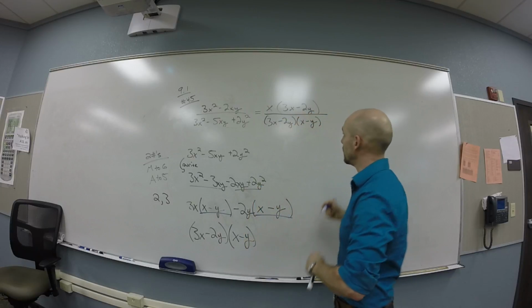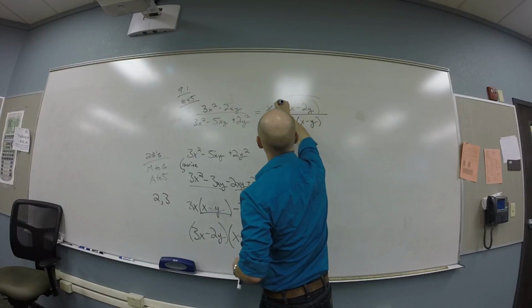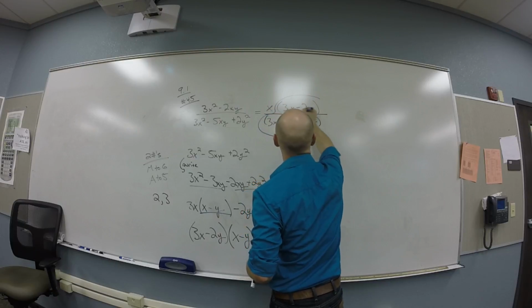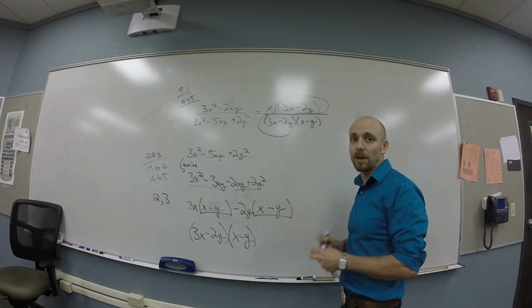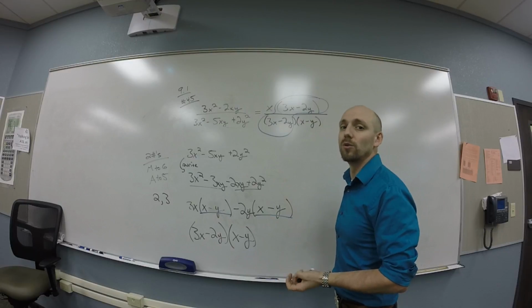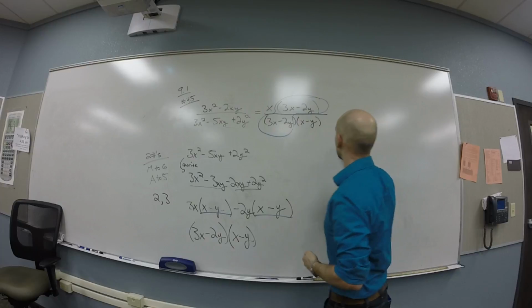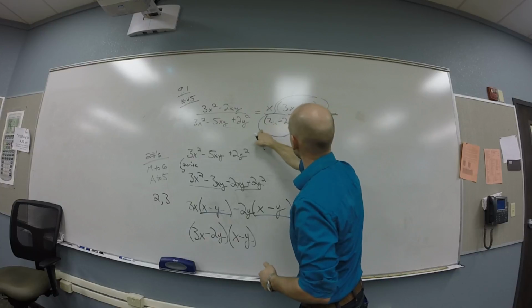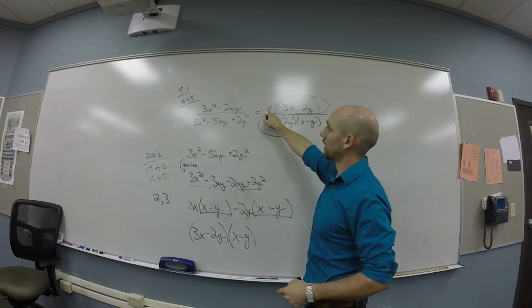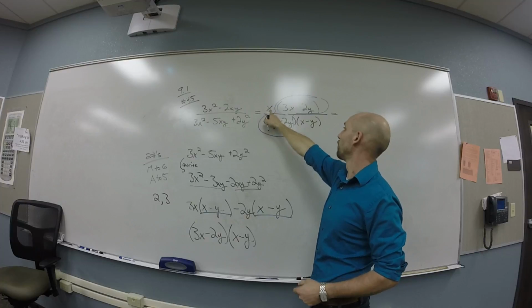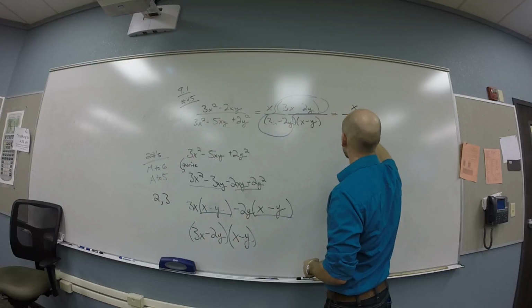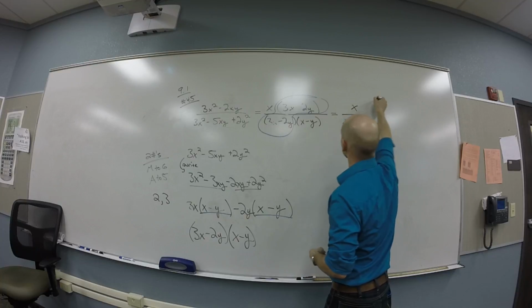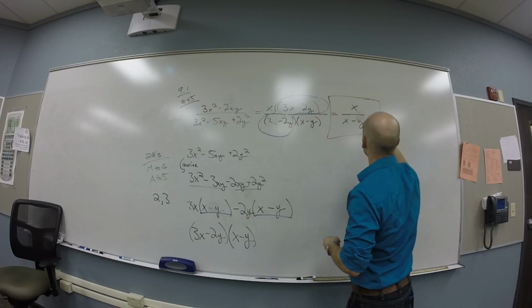I think your onesie is the 3x minus 2y that's on the top and the bottom, and it is in fact multiplied by the whole top and the whole bottom, so you can onesie those. So everything in blue here is a onesie. That reduces to 1, and so you'd be left with an x on the top and an x minus y on the bottom. Boom, done, cool, check.